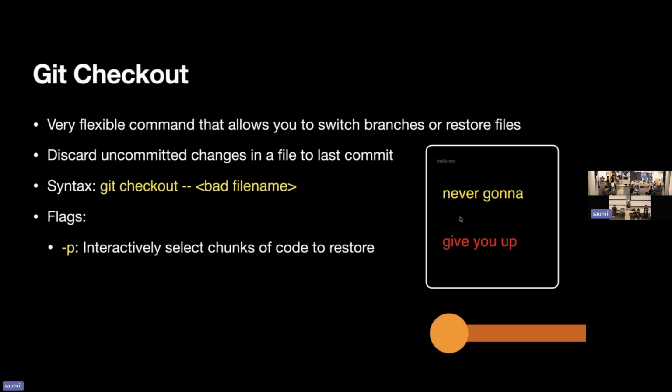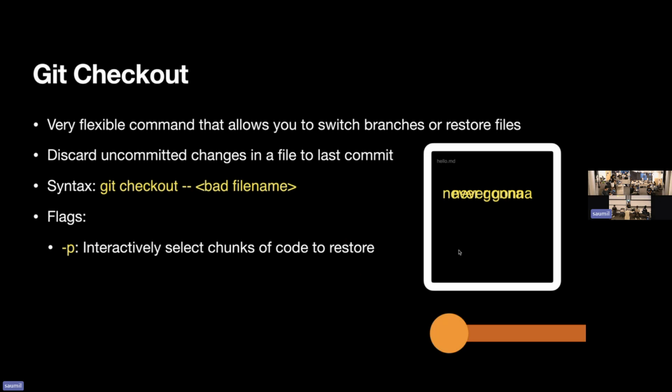Over here, for example, you have a file called hello.md, and the red part is what's uncommitted. What it does is overwrite whatever you have with whatever's in your commit. The syntax is git checkout -- followed by your bad file name, whichever file you want to roll back. The flag is -p, which allows you to interactively select chunks of code to restore.